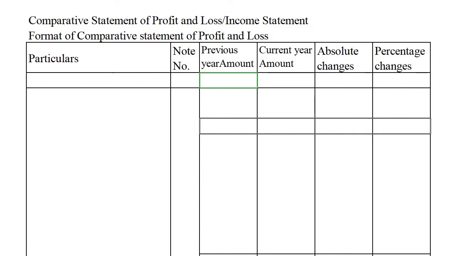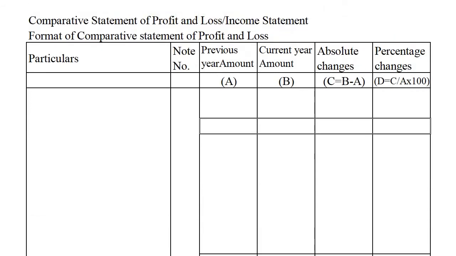So if we show that in columns, column A is the previous year amount, B is the current year amount, and the absolute change is C, that is the difference between column B and A. And the percentage change, that is D, is equal to C, that is, absolute change, divided by base year amount, into 100. So this is the way we prepare the balance sheet also. So you know how to calculate all those things. So let us solve a question.